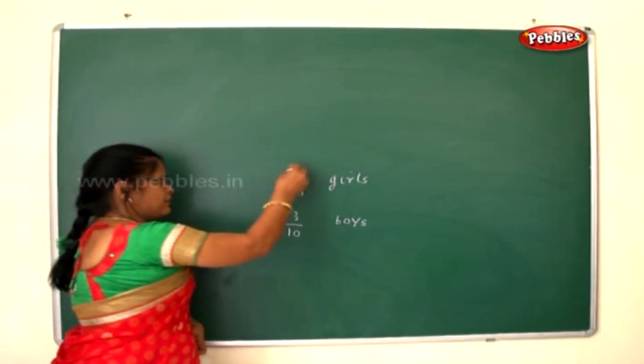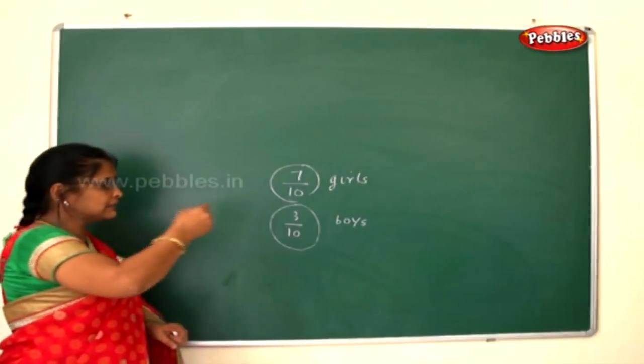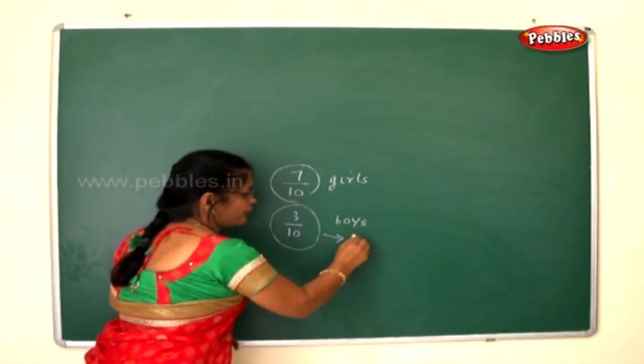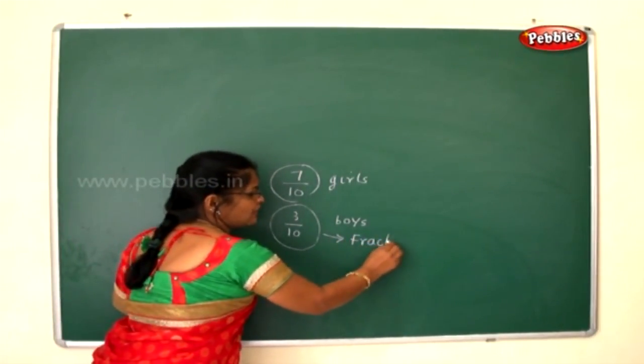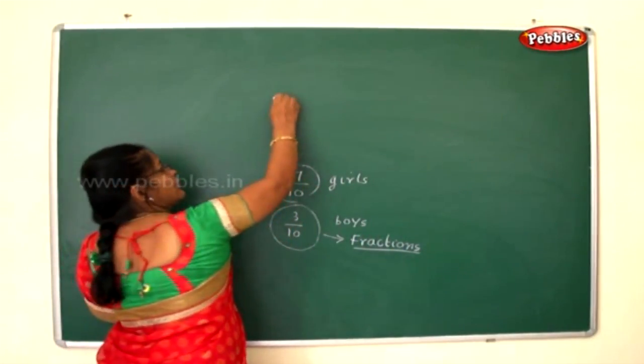So what is this 7 by 10 and what is this 3 by 10? What do you call this? This is what you call a fraction. So this is the lesson I am going to start with today. So what is the lesson? Fraction.